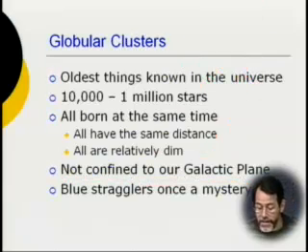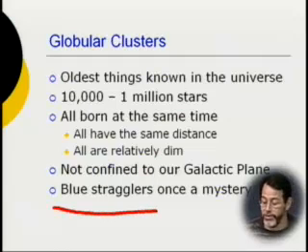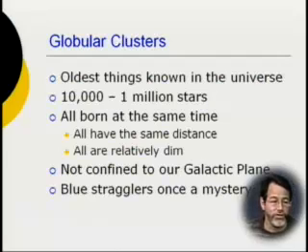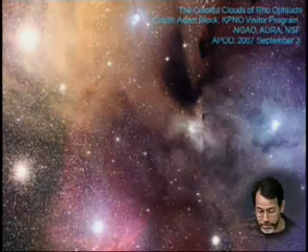They do have some bright blue stars. If you look closely, there are stars that are relatively bright and relatively blue that appear to be much younger than the globular cluster themselves. And that was a big mystery again, and it was called the blue straggler mystery. Why are the blue stragglers there? People didn't know, but I'll explain why.